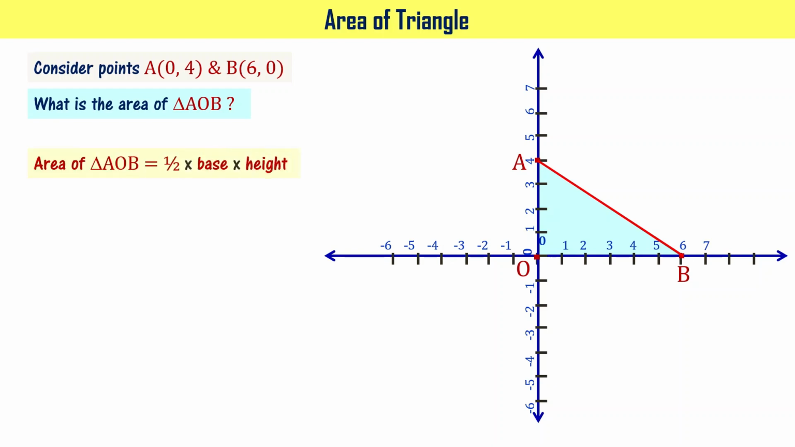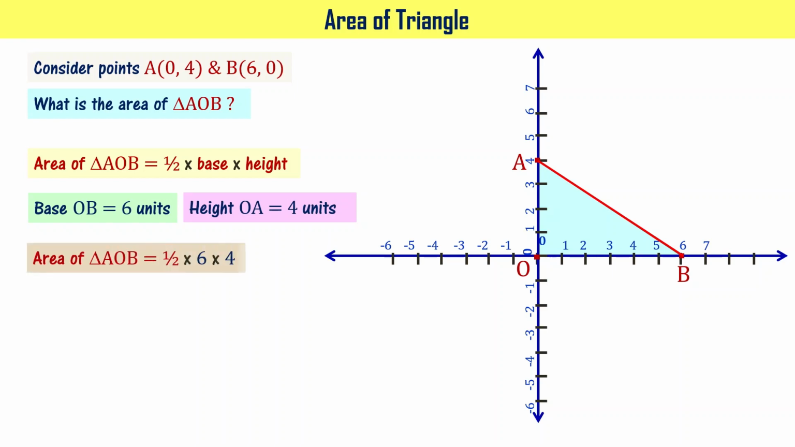We know that area of triangle is defined as half base times height, right? Here base is OB, that is equal to 6 units, and height OA is 4 units. Let's substitute these into the previous formula so that we can get area of triangle AOB as 12 square units. Area of triangle AOB is 12 square units. Let's take a note of that.